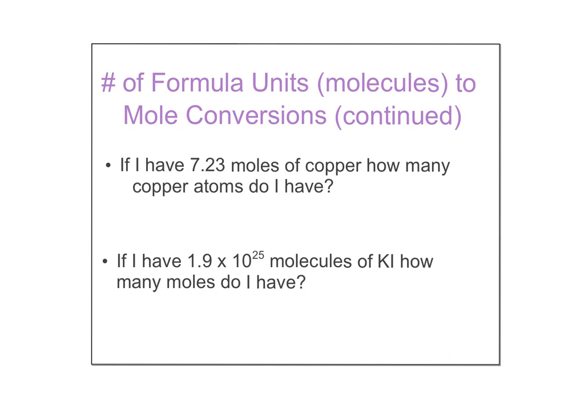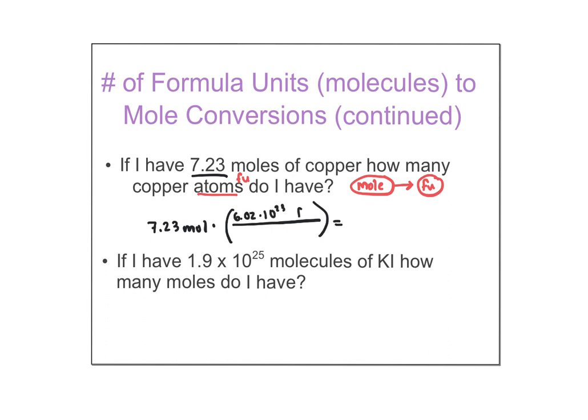Let's try these. If I have 7.23 moles of copper, how many copper atoms do I have? So when I see atoms, I'm thinking formula unit. All right, so we're going to start with what's given. We're going from mole, because they gave me 7.23 mole, to FU. So 7.23 moles times my bunk beds. And if you look from mole to FU island, we're going to put 6.02 times 10 to the power of 23 FU on top, 1 mole on bottom.